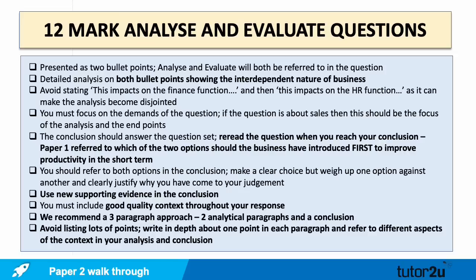So possibly 5 steps in the chain of argument, so 5 different connectives or even 6. If you do that and you stick to the point, an initial point, it will be in depth. Therefore, there's no need to state in your response, this impacts on the finance function, or this impacts on the HR function, to flag to the examiner the interdependent nature of business, because you will naturally do it, as I said.